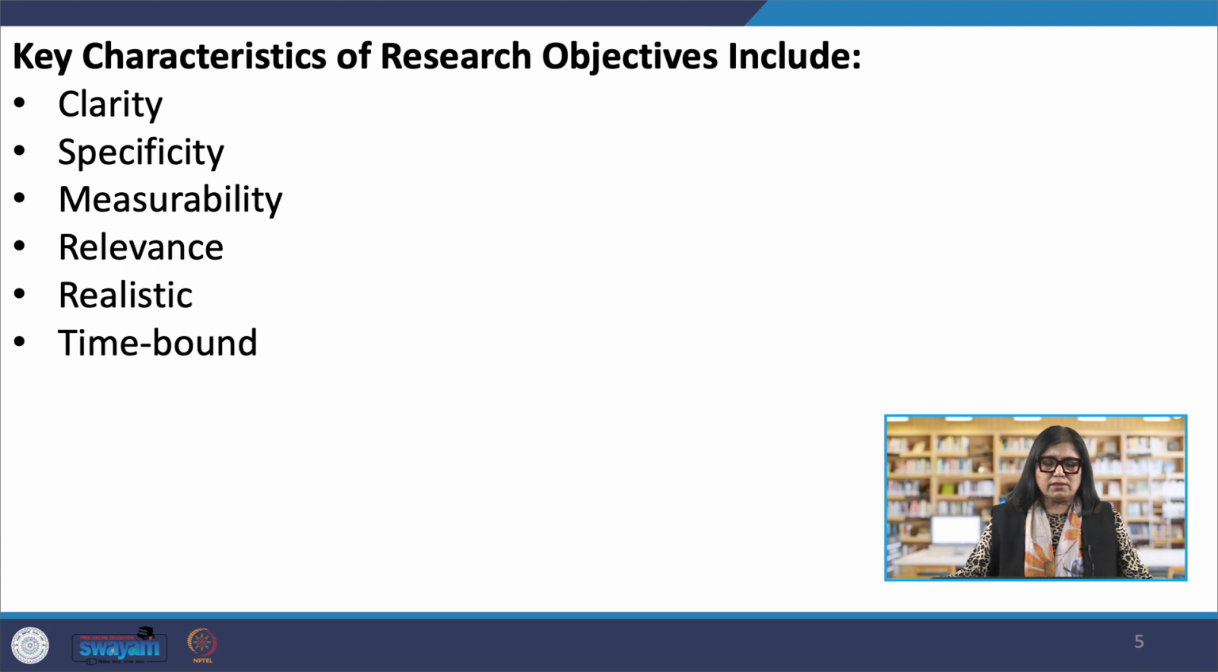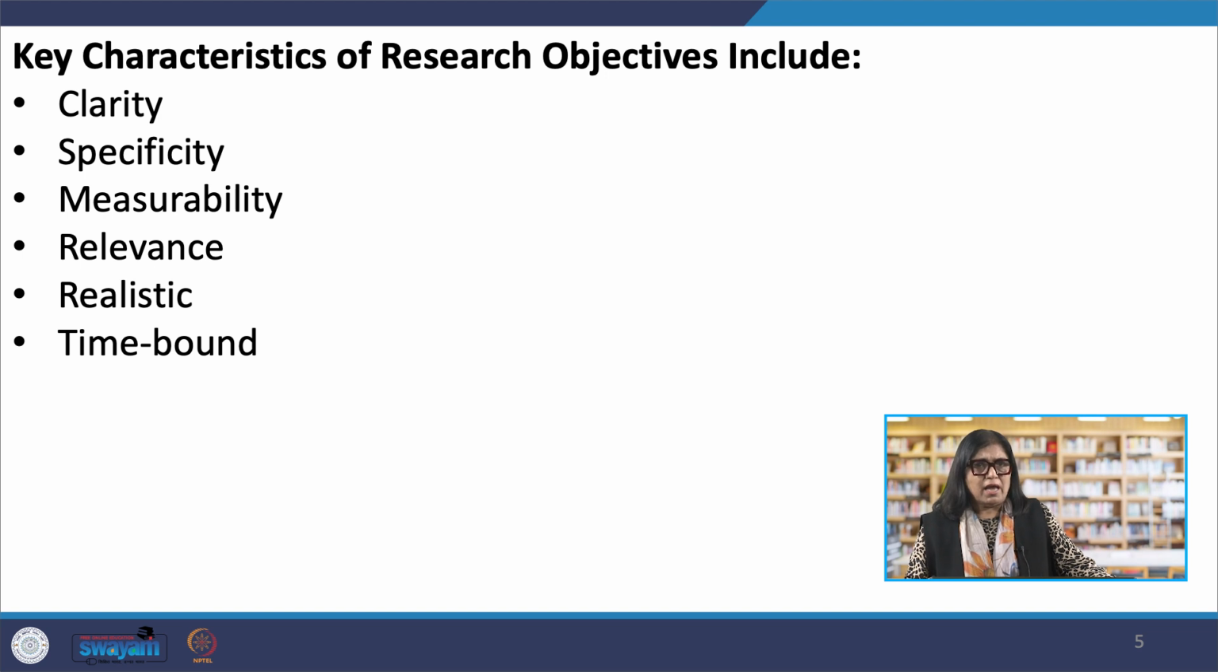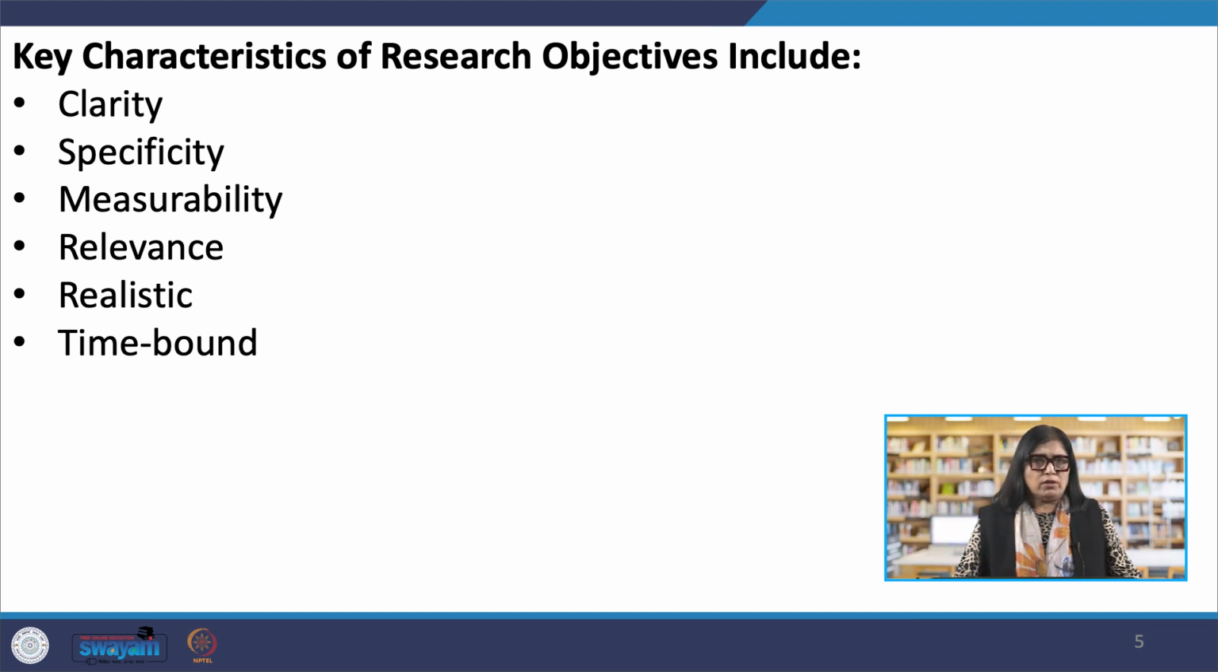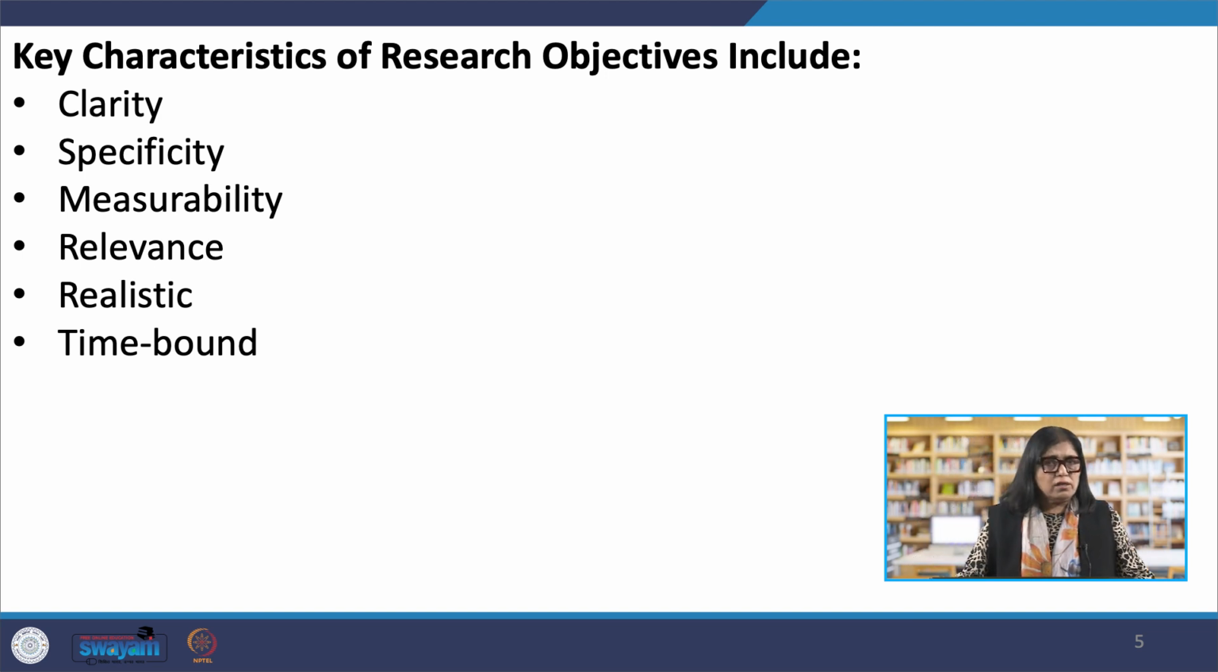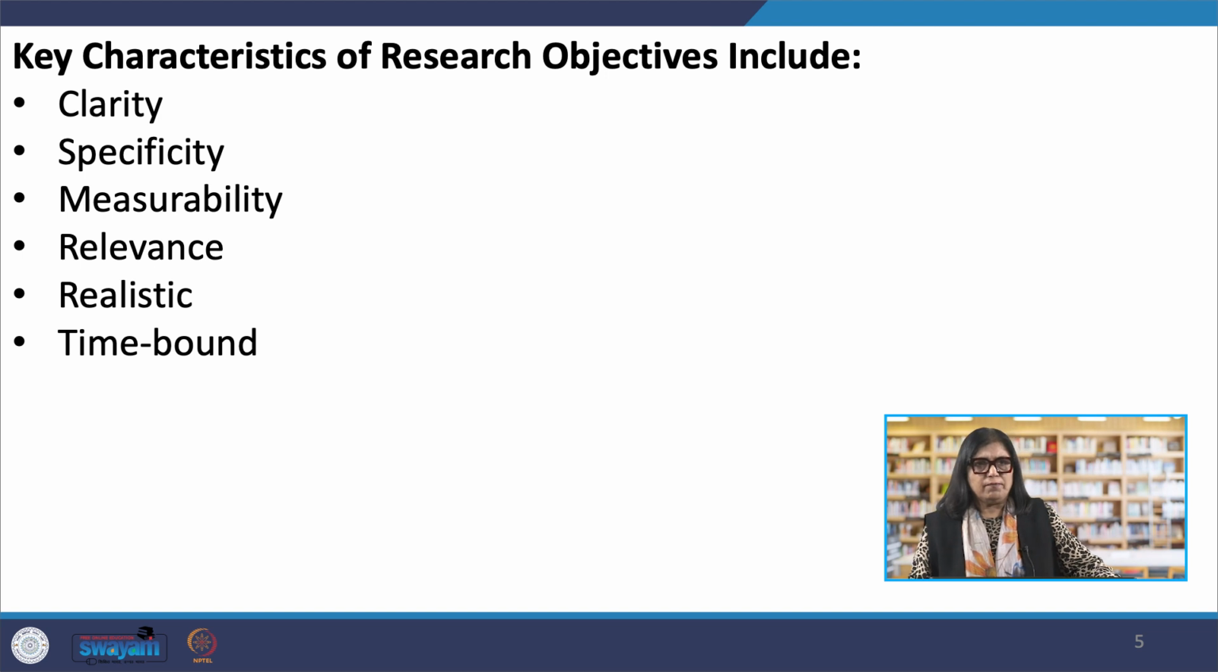Now, key characteristics of research objectives include clarity. Research objectives should be clearly defined and easy to understand. One should ensure there is no space for ambiguity or misinterpretation. Specificity: objectives should be specific and narrowly focused on the aspects of the research topic that the study intends to investigate. They should answer the question of what or which rather than how or why.